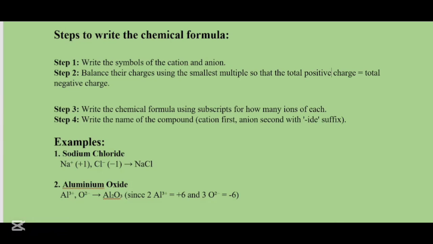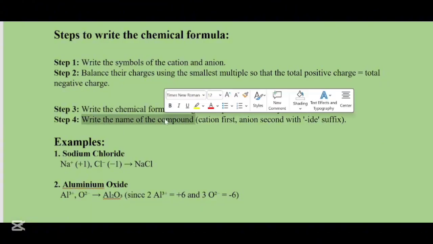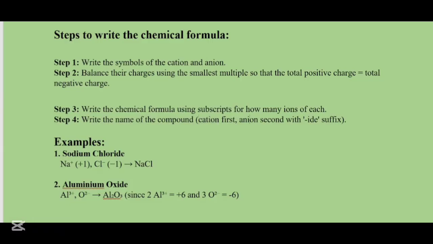Now step 3 is to write the chemical formula using subscripts for how many ions of each. And the fourth step is to write the name of the compound, cation first, anion second, and the anion will end with the -ide suffix. For example, oxygen will end with oxide, chlorine will end in chloride.